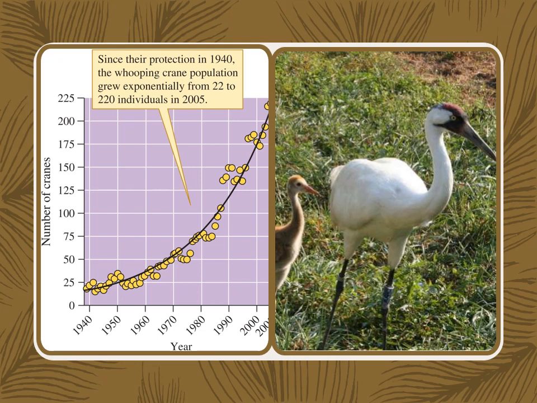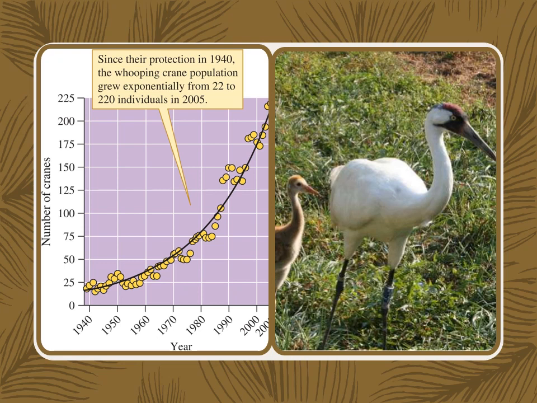Here's an example of a very small population that was in danger of extinction. The whooping crane nests up in Canada, and it spends its winters down on the Gulf Coast of Texas. And because of hunting and habitat destruction, it was reduced down. In 1940, there were 22 individuals left in the population.